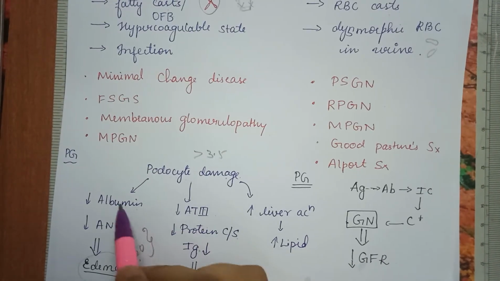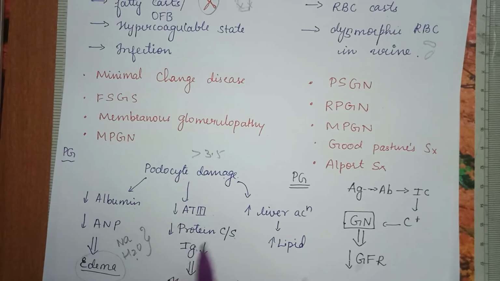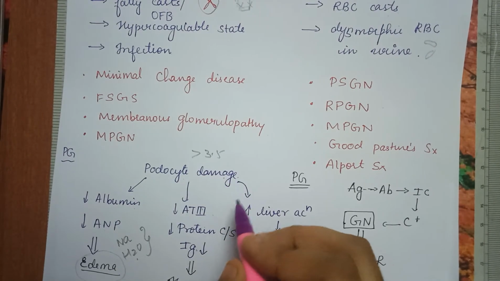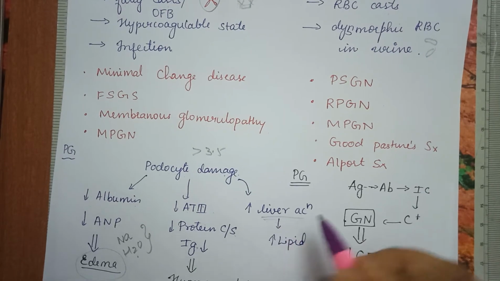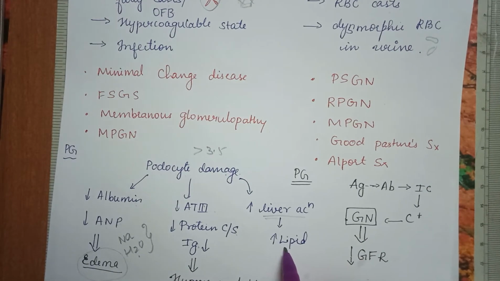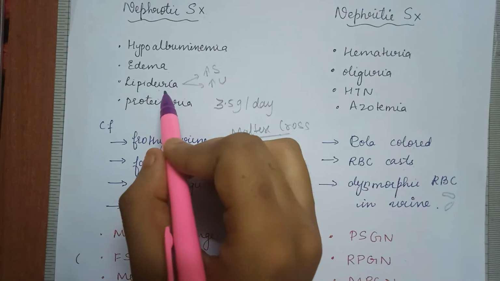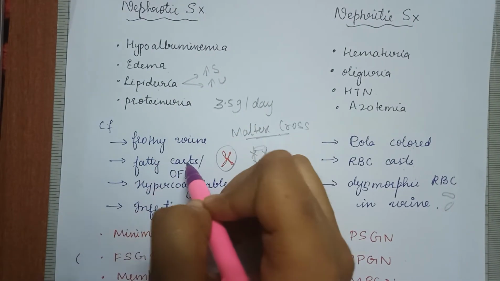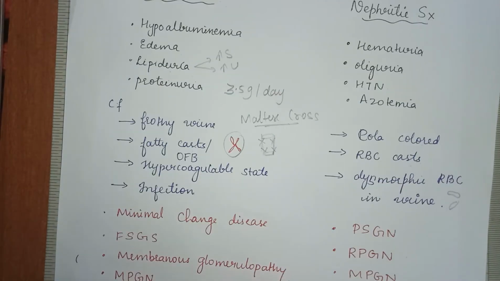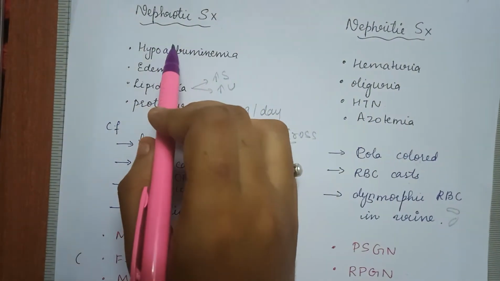See, if there is so much loss, our body also tries to compensate by increased formation of lipids in the liver. So in the liver there is increased formation of lipid, therefore we can see lipiduria, that is increased lipid both in serum and urine, which forms fatty casts. Okay, this is the pathogenesis of nephrotic syndrome.